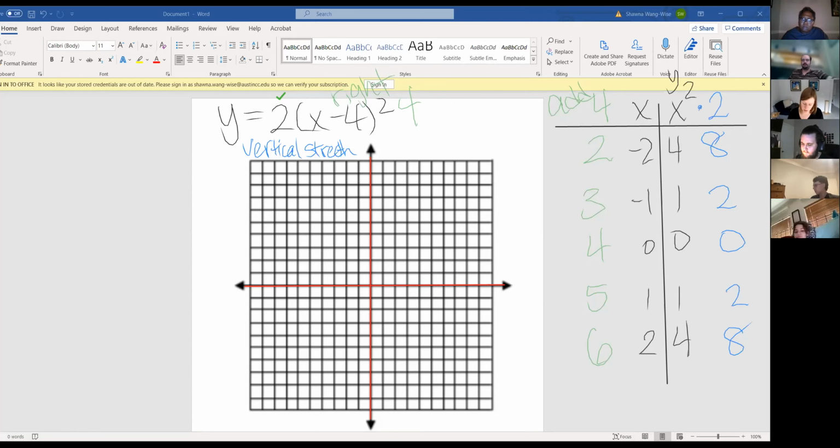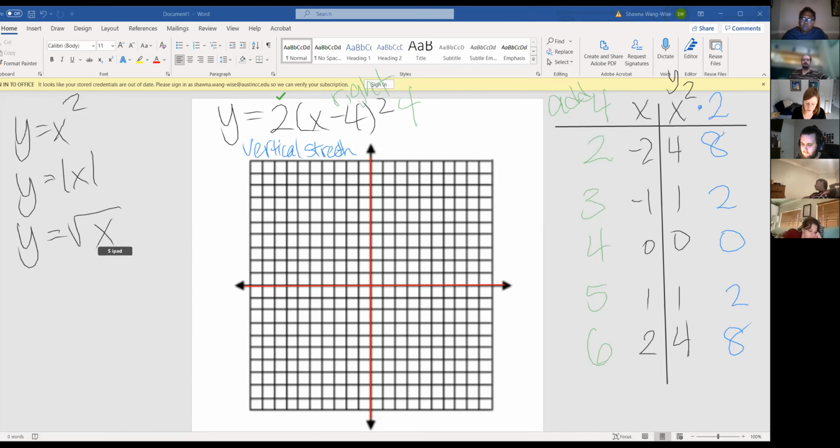So again, there's a bunch of parent functions. There's y equals x squared, y equals absolute value of x, y equals square root of x. There's more than that even, but those are the 3 that they're having you work with on this page. There's actually a lot more than that, like tons. But those are the 3 parent functions they're having you start with and that were in yesterday's notes.